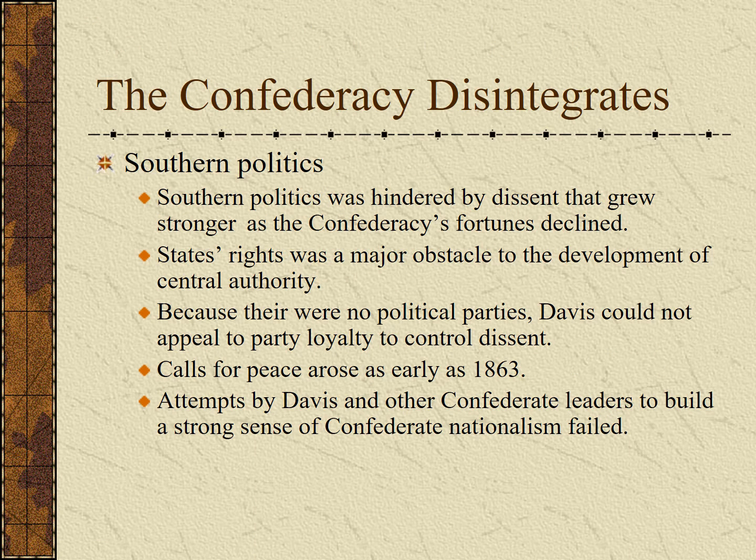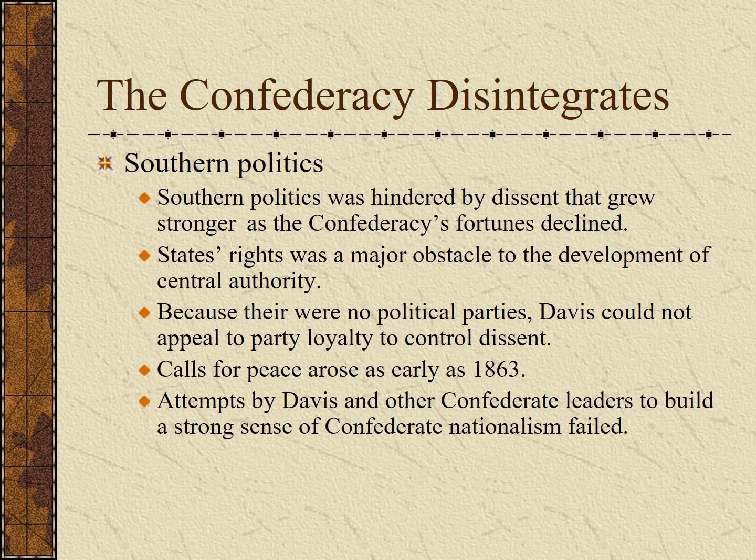All right, in the South, as the Confederacy starts to disintegrate politically, Southern politics is hindered by dissent, and it grew stronger as the Confederacy's fortunes declined. Again, they are unable to get supplies in or out, and that's going to create a lot of tension as people are going to start literally becoming hungry. States' rights was also a major obstacle to the development of central authority, because one of the reasons why they seceded from the Union was to fight for stronger states' rights. They now can't have, by default, a strong central government, and that's very difficult to manage in wartime.